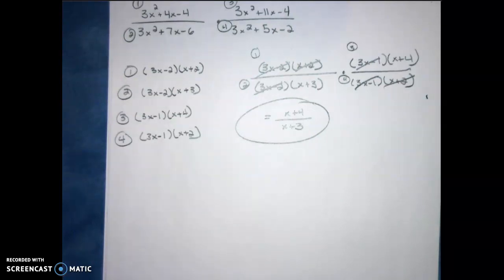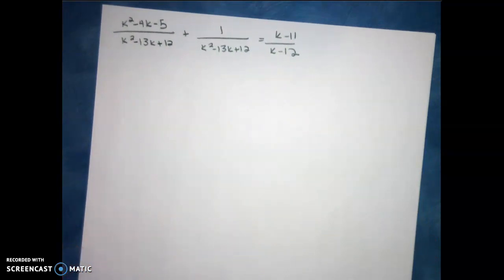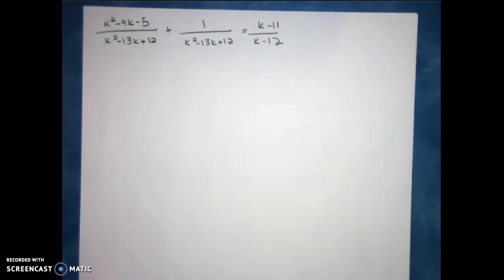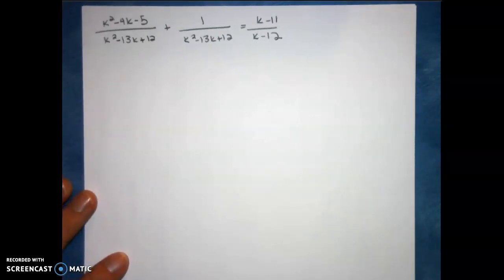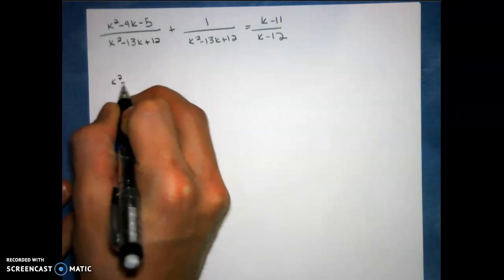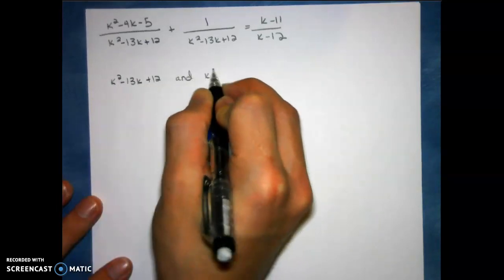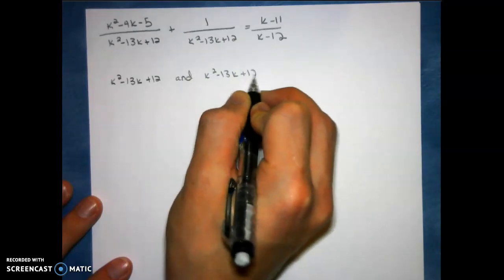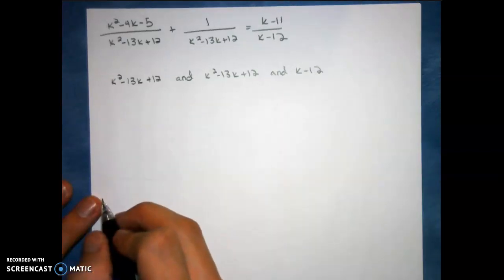All right, so now we're going to talk about one where we have to solve rational equations. So go ahead and pause the video, try this one on your own, and then come back. All right, welcome back. So the first thing we want to do is find our LCD. We look at our denominators first. We have k squared minus 13k plus 12, k squared minus 13k plus 12, k minus 12. All right, so we're going to factor these.